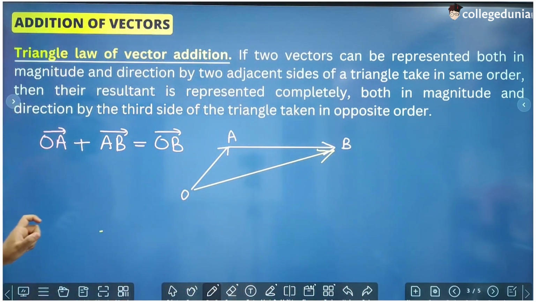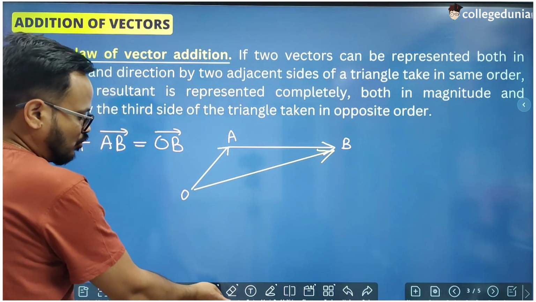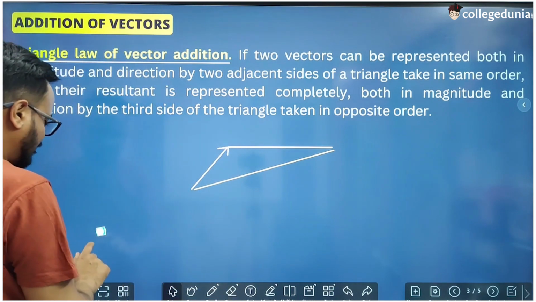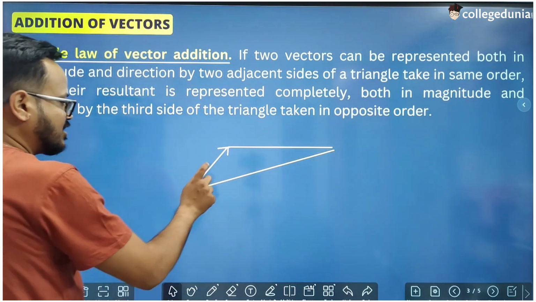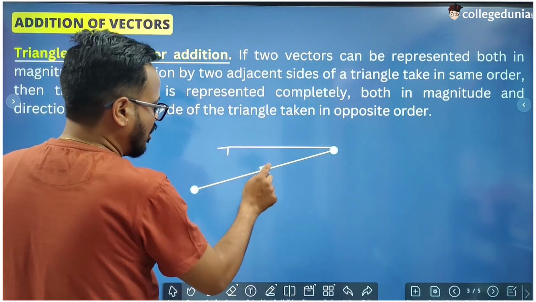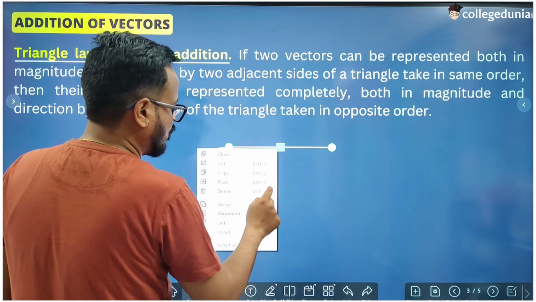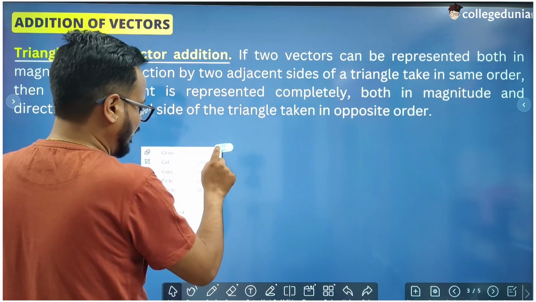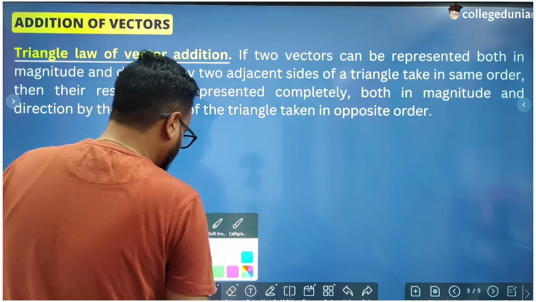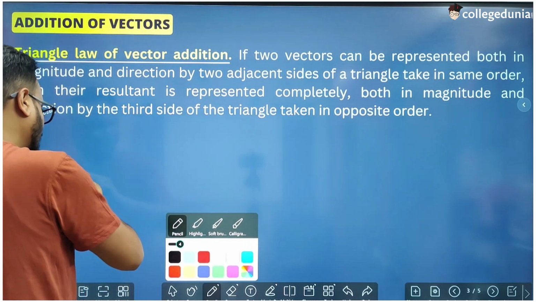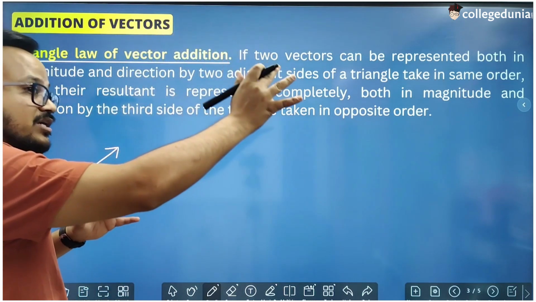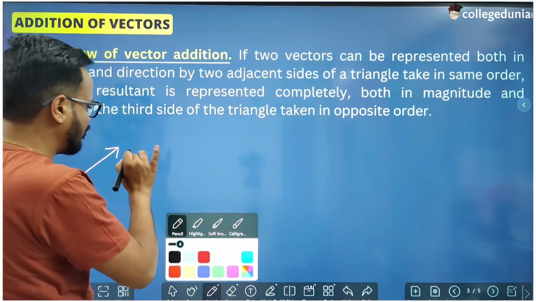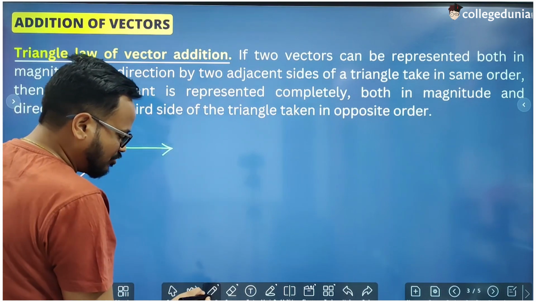But what happens when the vectors are more than 2? Then the triangle law is extended to something which is called the polygon law. So if we have, suppose, 4 vectors and we have to find the resultant of these 4 vectors, then what we will do? Suppose this is the first vector, and we have a second vector. You just shift the second vector such that the tail of the second vector lies on the head of the first vector. So this is your second vector.